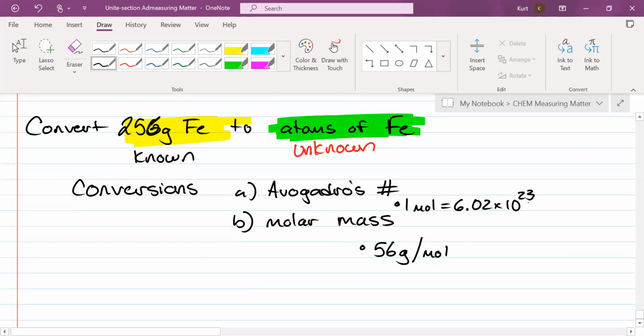Now, what is iron? An atom, an ion, a molecule, or a formula unit? Iron is not a molecule. A molecule is multiple nonmetals. Iron is just by itself. It is an atom.